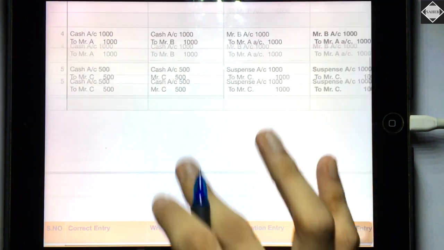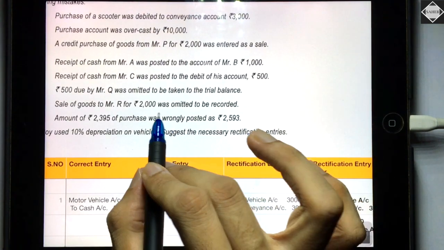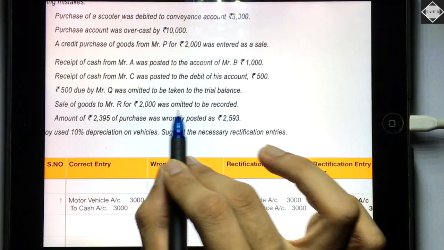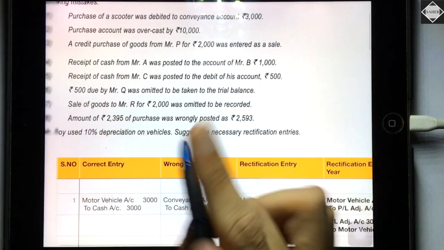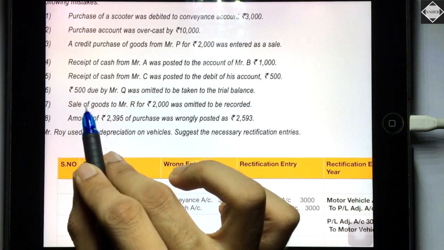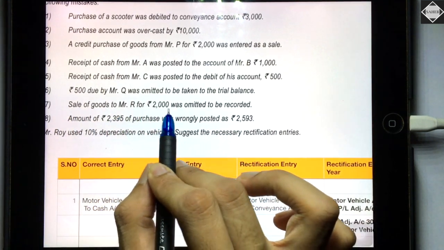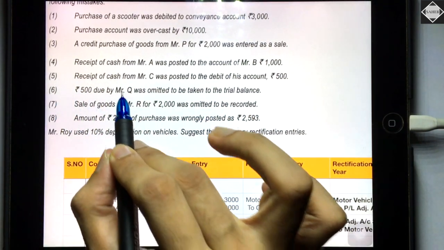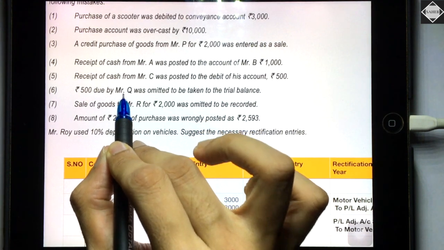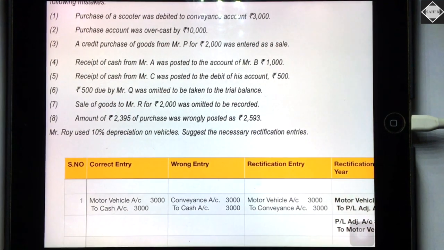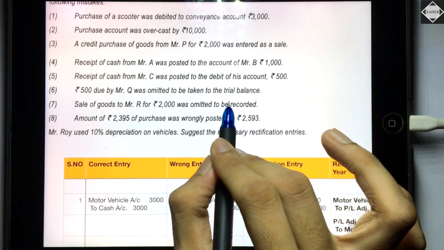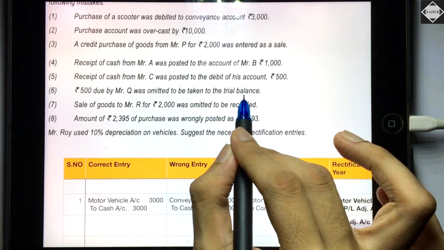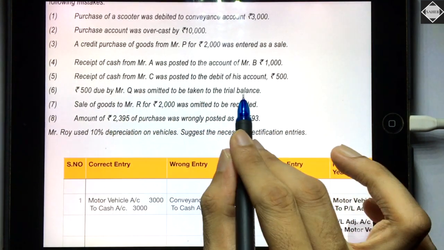What happened? What was the wrong part? The wrong part was full omission. Nothing was recorded. Was omitted to be recorded. I told you, the entire thing has been said. Sale of goods to Mr. R was omitted. The entire transaction is not recorded. Here in the sixth, just that account was omitted, just that account, Mr. Q. They were just saying Mr. Q was omitted to be taken to trial balance. So this is the case of partial omission.